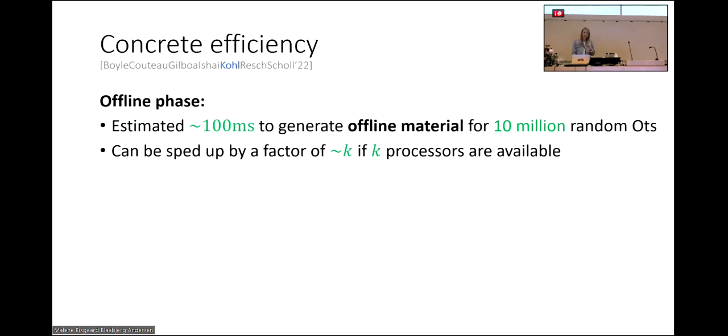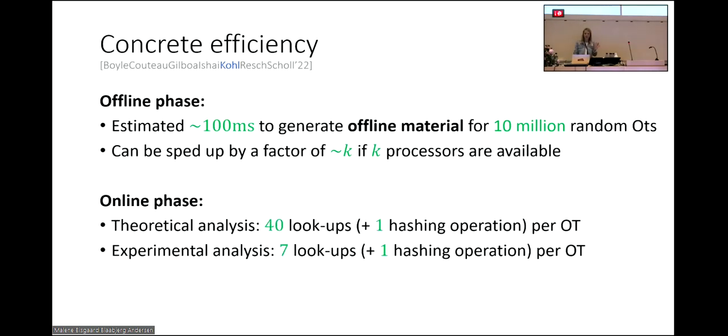And for concrete efficiency, compared to 8 hours, it's pretty good now. We get approximately 100 milliseconds for 10 million random OTs, to expand the seeds. And that can be sped up by a factor of approximately K if K processes are available. This is a theoretical analysis though, so these are estimated numbers and should be taken with a grain of salt, but it says you can do this fast.